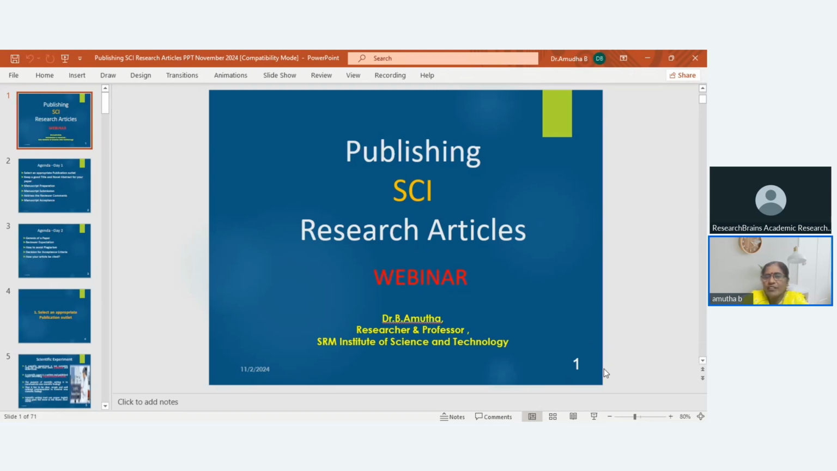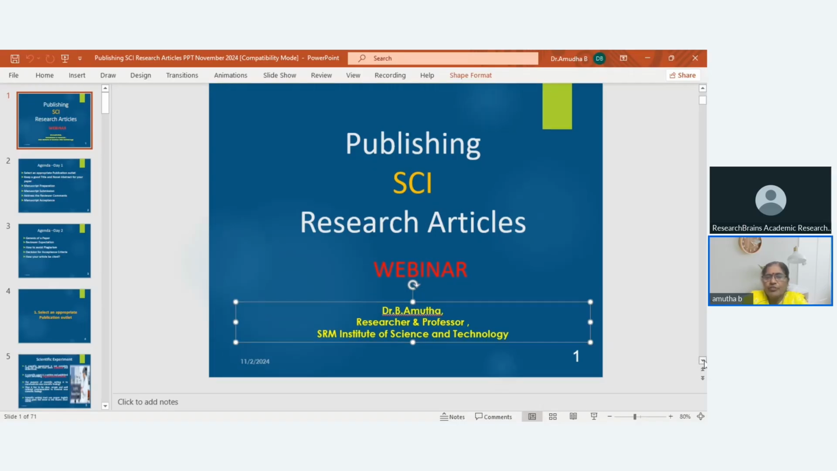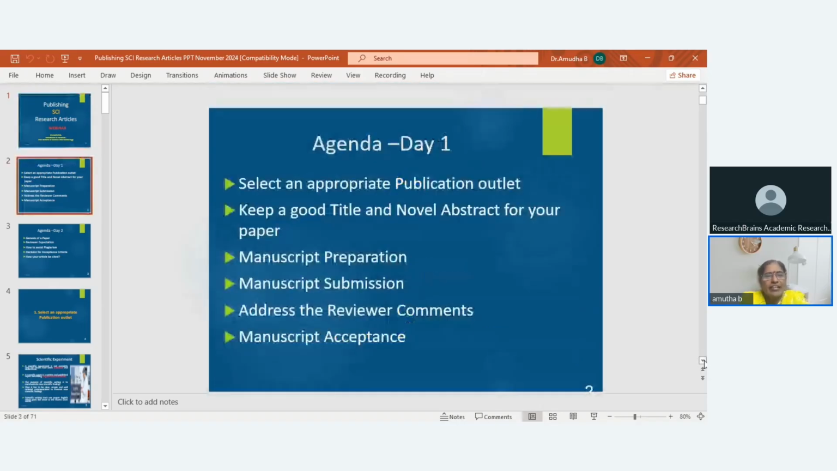Today we will see the agenda points, because the information given to me has been two-fold. The agenda for day one is to select an appropriate publication outlet. Where are you going to publish your publication? Where are you going to publish your journal output? Where are you going to showcase your experimentation outputs? That is what selecting an appropriate publication outlet means.